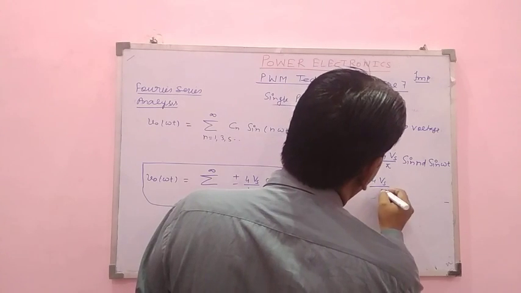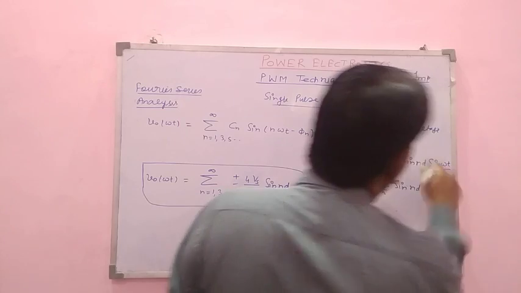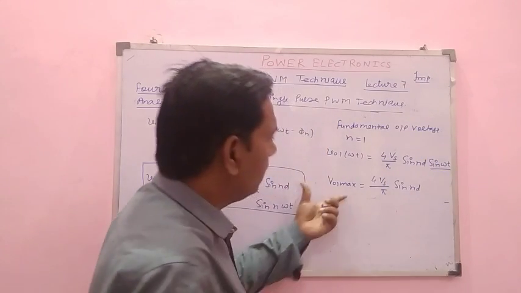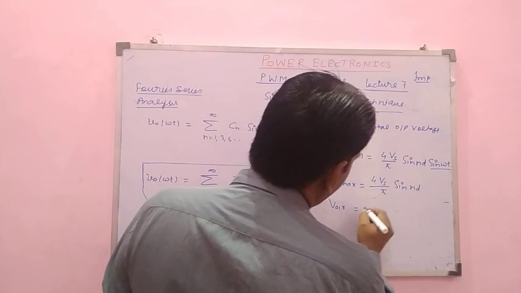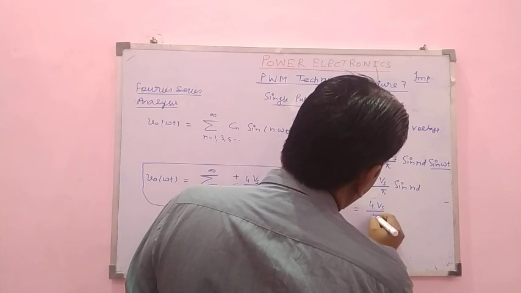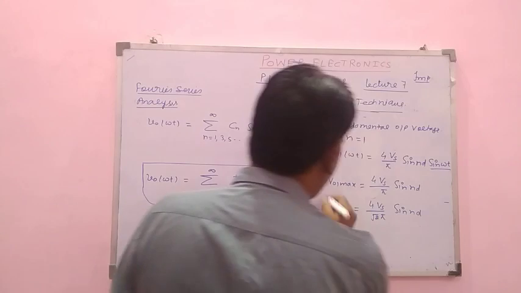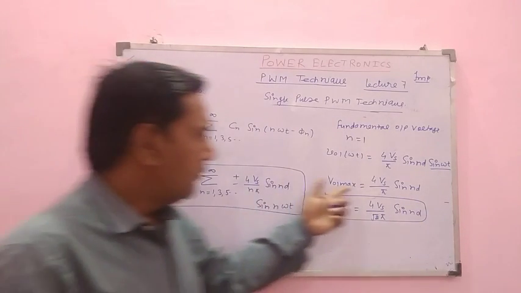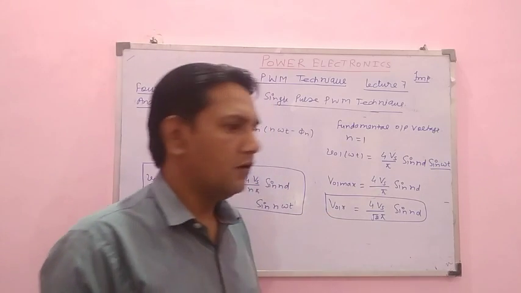So this is pi and sin n d, which means this is the coefficient of sin omega t. The coefficient of sin omega t is the maximum value, and V naught 1 RMS is equal to 4 Vs upon root 2 pi sin n d. So in this way we have derived the maximum value of the fundamental component and the RMS value of the fundamental component.